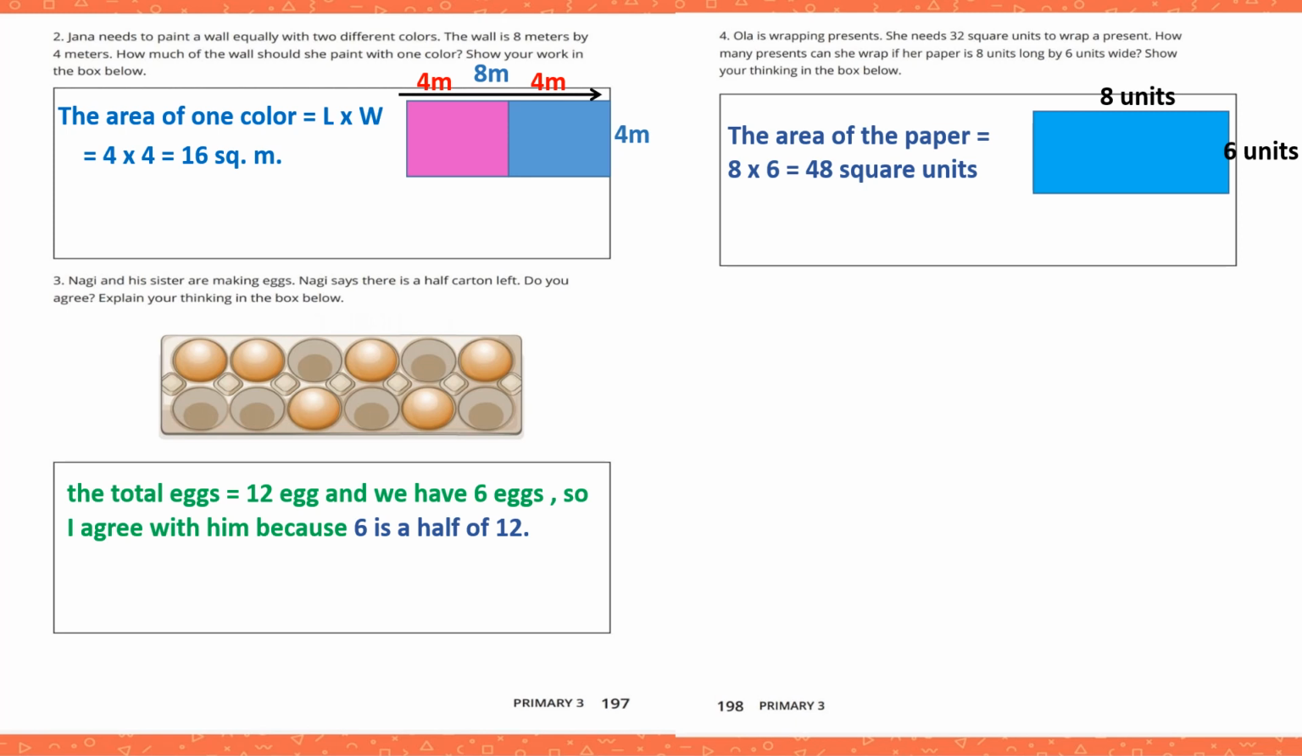The area of the paper equals 8 times 6 equals 48 square units. So one present needs 32 square units, and 48 minus 32 equals 16 square units. So she can wrap only one present.